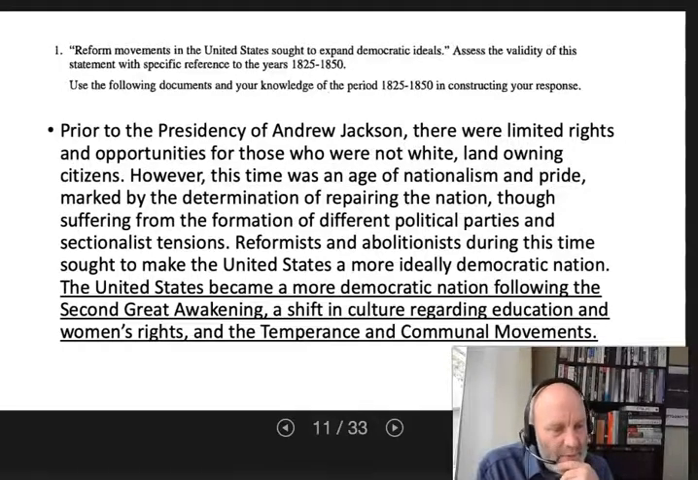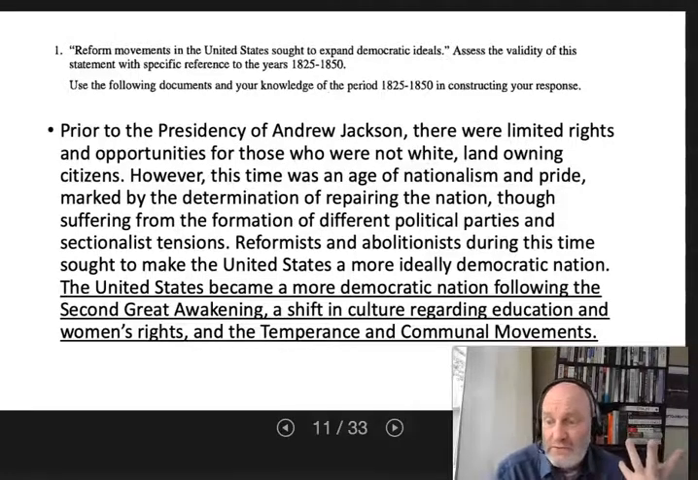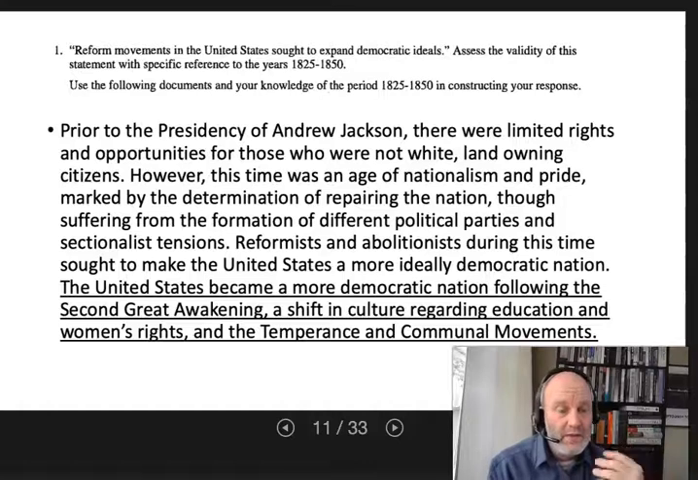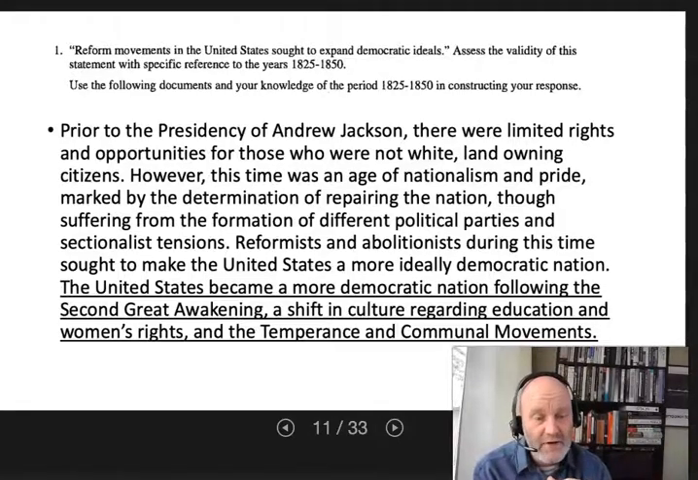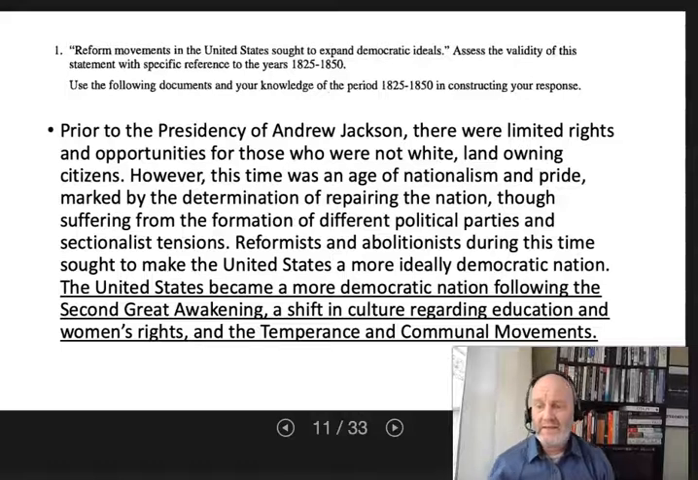The United States became a more democratic nation following the Second Great Awakening, a shift in culture regarding education and women's rights, and the temperance and communal movements. Okay, this is the three-part structure I'm going to have here, right? The United States becomes a more democratic nation following these three things. That's great. That's a banging thesis, right?